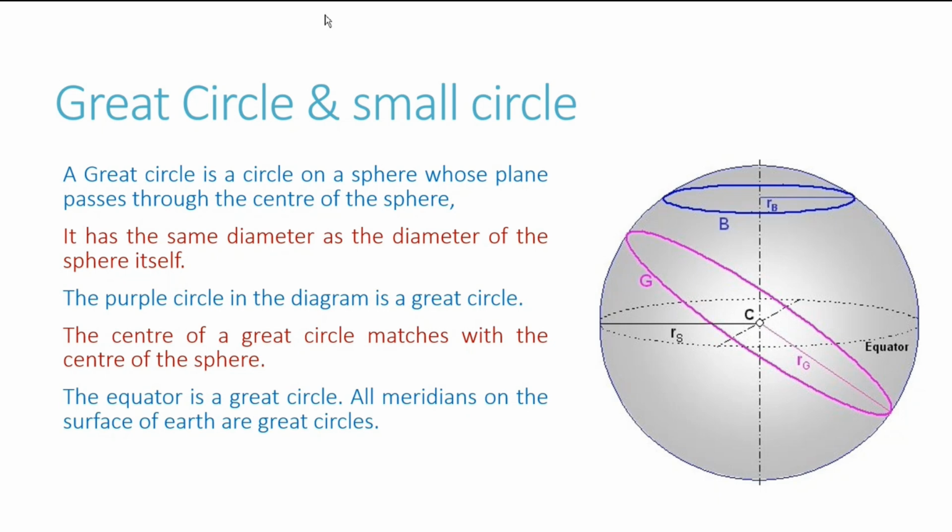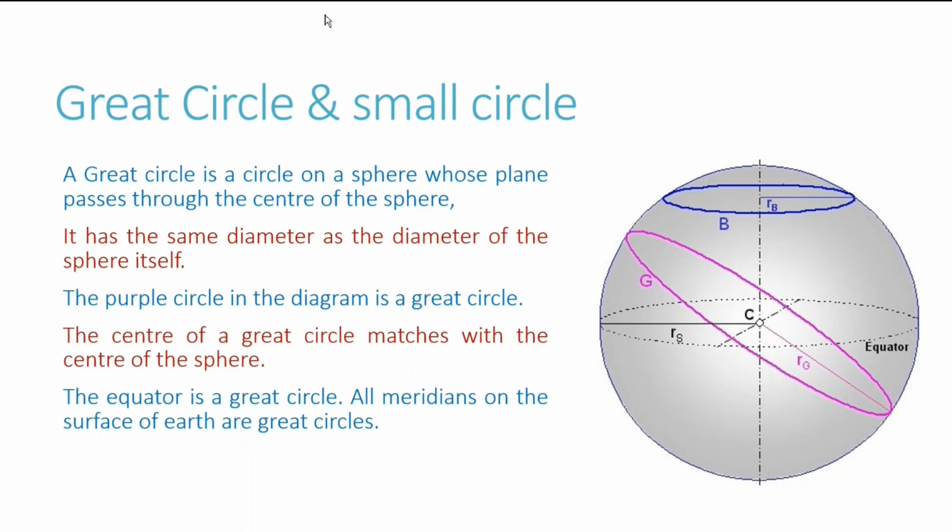Also, like equator, all the meridians running from North Pole to the South Pole, all the meridians are great circles, or you can say parts of great circle. Now, a meridian and its anti-meridian or inferior meridian combined together forms a complete great circle. Like say, for example, if you consider the Greenwich meridian and the 180-degree meridian, if you join them together, it forms a complete great circle on the surface of the Earth.